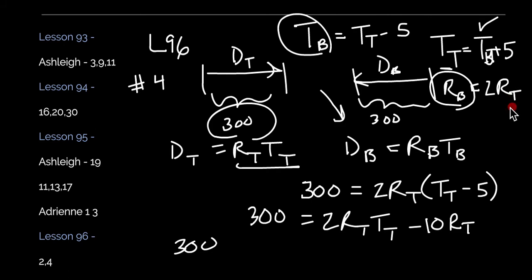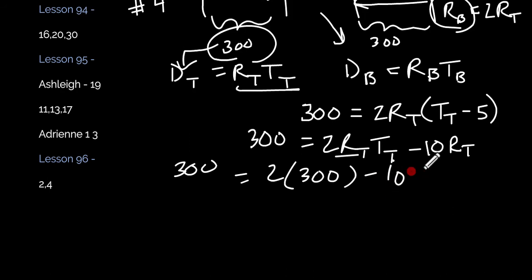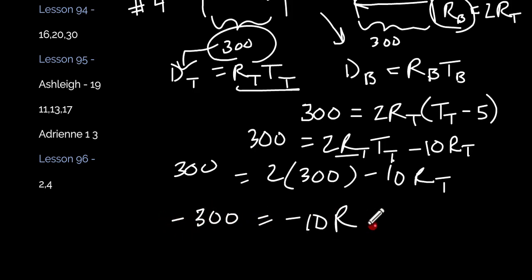I think I can scroll this down. I think I have more space than I know. 300 equals 2 times 300, because rt tt is equal to 300, minus 10 rt. So 600 subtracted from 300 is negative 300 equals negative 10 rt. Divide both sides by 10 and we get rt equals 30.